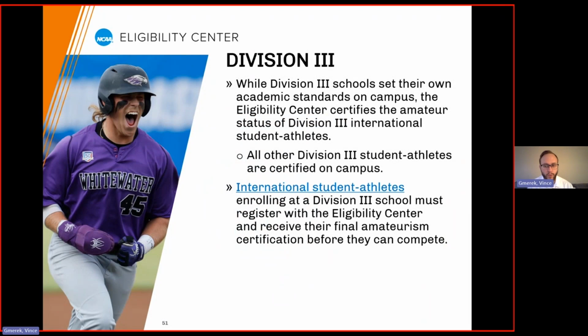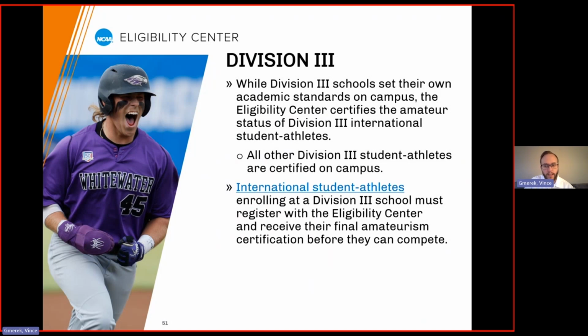So now we've talked about Division I and Division II initial eligibility requirements on the academic side. Let's talk a little bit about Division III. Division III is one of the three NCAA divisions, as we've discussed throughout the presentation. However, every Division III NCAA school has their own initial eligibility academic standards. So they'll have their own admissions process, their own admissions requirements, but then they will also have their own initial eligibility academic requirements that you would need to meet in order to be eligible for them.